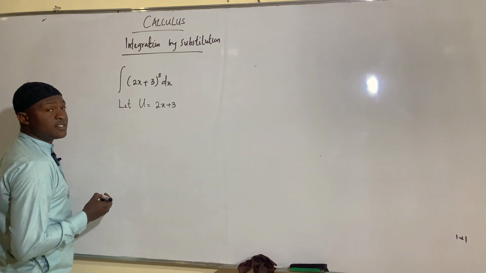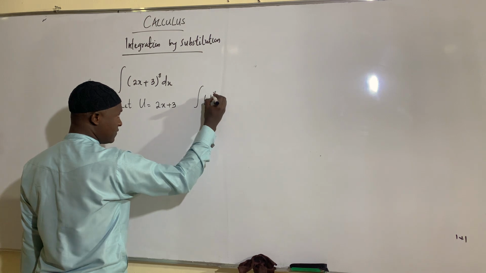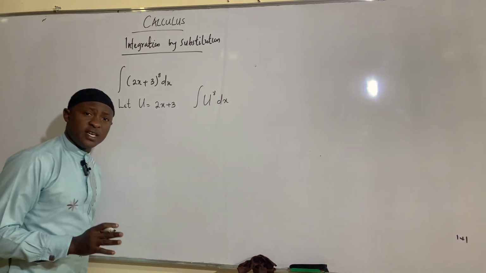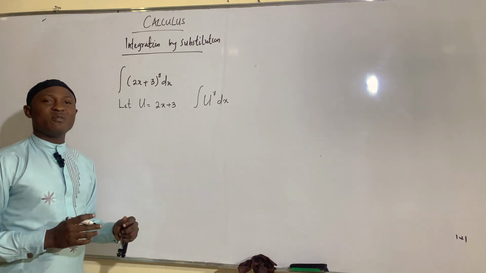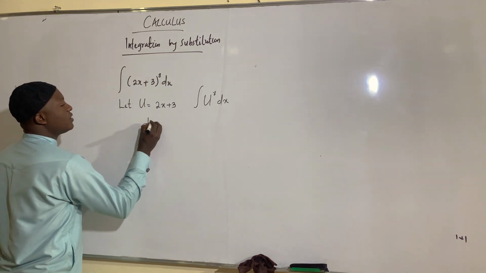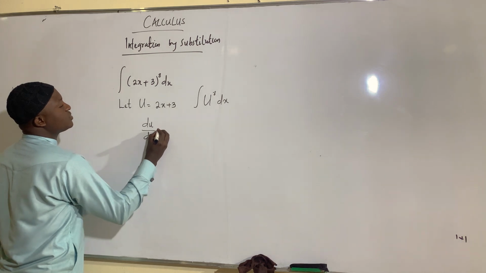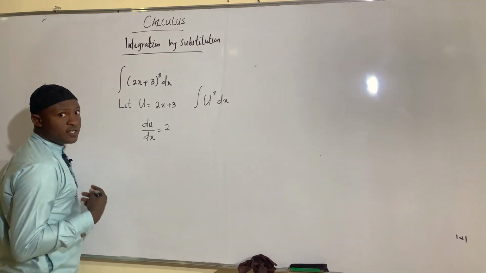I hope you are following, right? So now the moment we present that one to be u, then we have integral of u raised to the power of 8 dx. So what is the next thing for me to find? Yeah, it is to find the value of dx. So here I have u and x, then we are going to have du/dx is equal to 2. Differential of 2x, of course, is 2. Differential of 3, that's going to be 0.